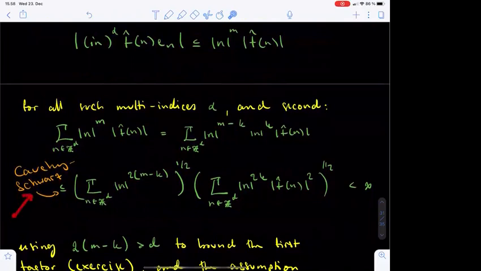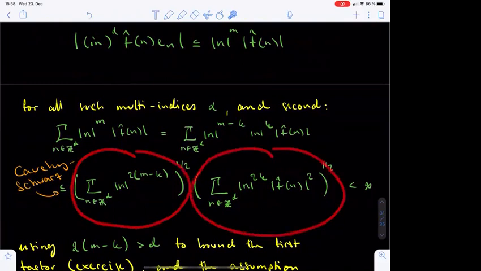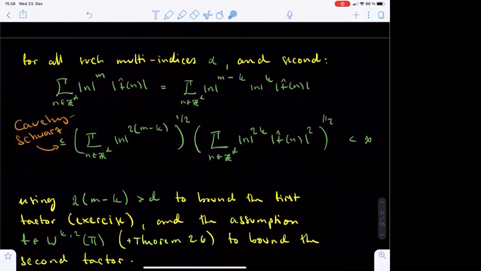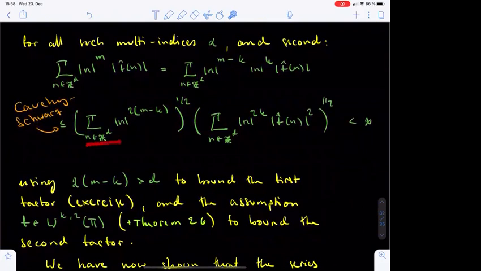We estimate this sum from above by the Cauchy-Schwarz inequality. After doing so, we end up with the product of two sums, or actually the square root of this product, but this makes no difference for the finiteness of the result. The first factor in the product is the sum over integer d-tuples n of the norm of n to the power 2 times m minus k.